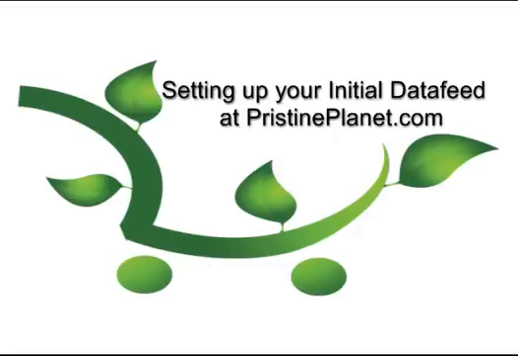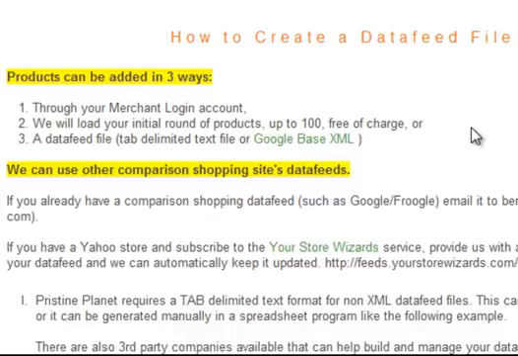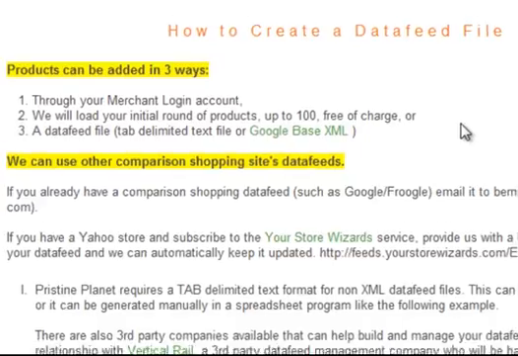Setting up your initial data feed at pristineplanet.com. Products can be added in 3 ways: through your merchant login account, have us load your initial round of products, or using a data feed file. We're going to show you now how to create a data feed file.